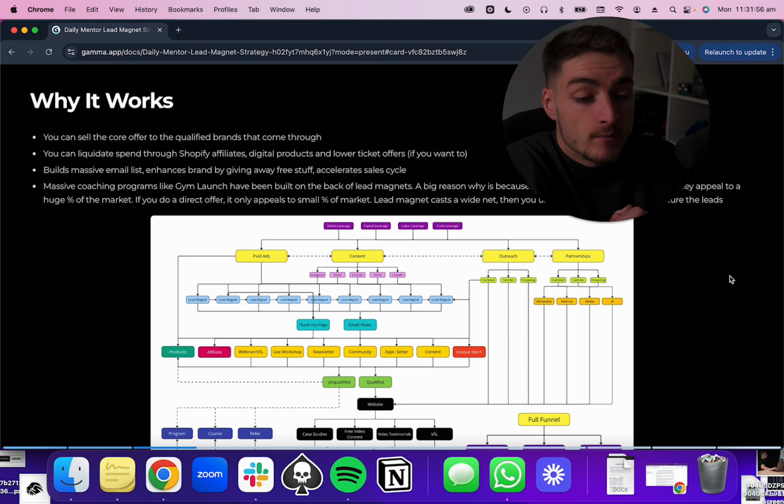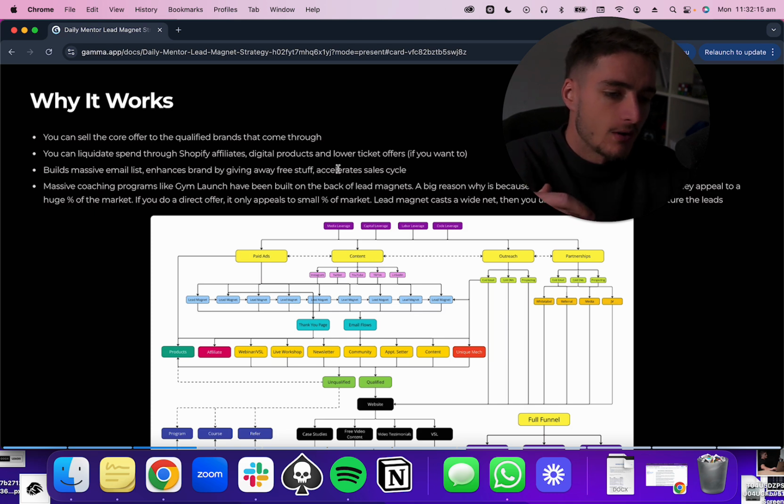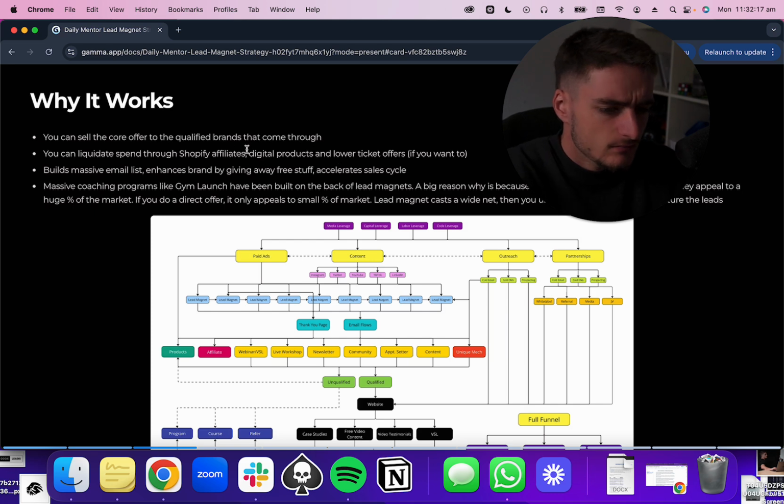And for the brands that aren't qualified, or for the people that are beginners that basically just want to download this lead magnet because it's Davie Fogarty, he's famous, tons of people, tons of awareness, basically what you can do is you can liquidate that spend through things like Shopify affiliates, through digital products, through lower ticket offers if you want to. Now I know Davie is going kind of more of a route where he doesn't sell courses, etc. So it's likely that you can liquidate a lot of that spend by sending the unqualified brands to his free course, which is basically like a nurturing mechanism for the higher ticket thing.